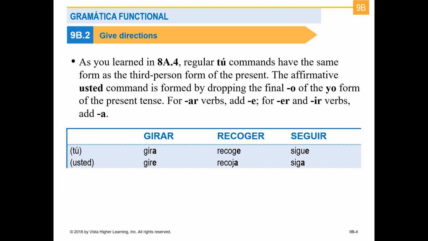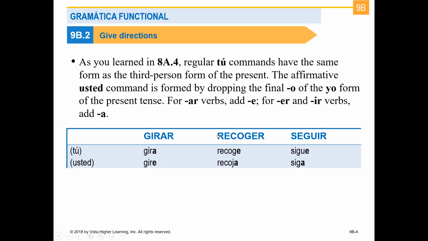So then for the usted command, which that's the more formal one that you would use for, like, I don't know, talking to older people or talking to professors, stuff like that. Basically, you just flip the third person present tense ending. So like you can see the verb is girar, so it's an AR verb. For usted, you just flip the ending. So instead of having an A, you would use basically the ER-IR ending, gire.